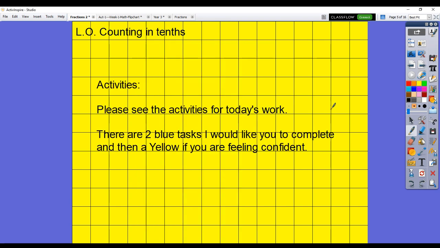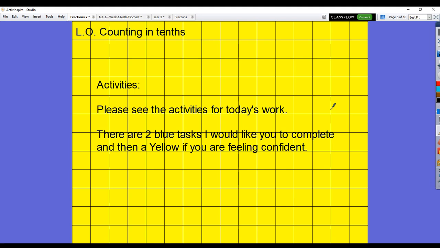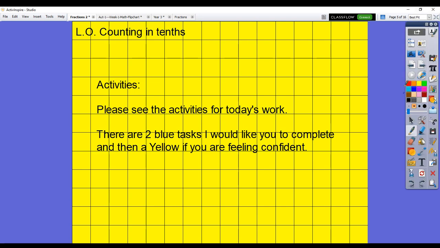And then for our activities, please see the activities for today's work. There are 2 blue tasks I'd like you to complete and then a yellow if you are feeling confident. And remember, we are counting in tenths, so our denominator is always going to be out of 10.